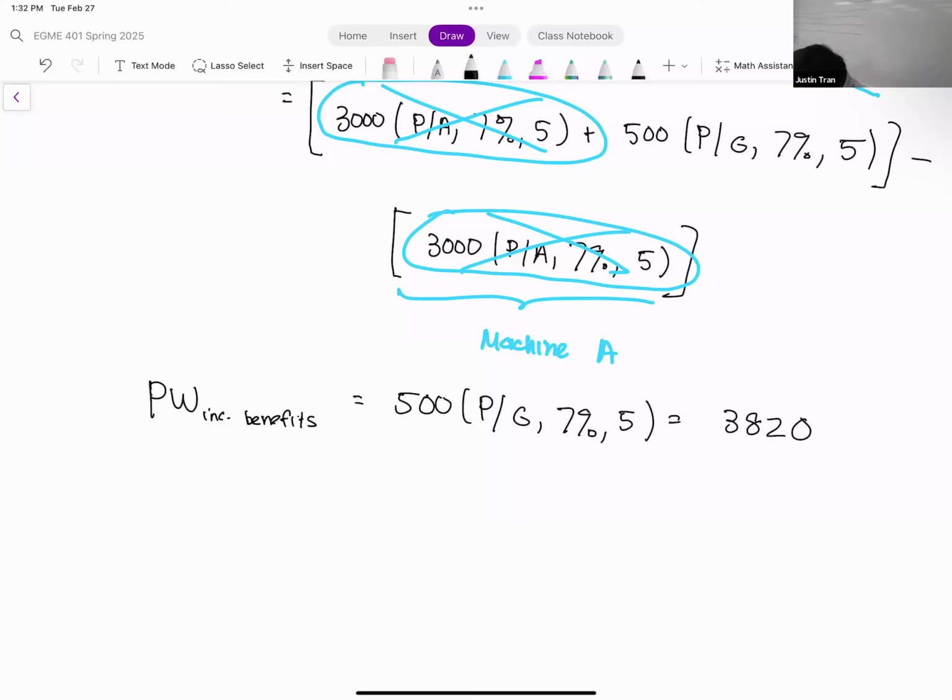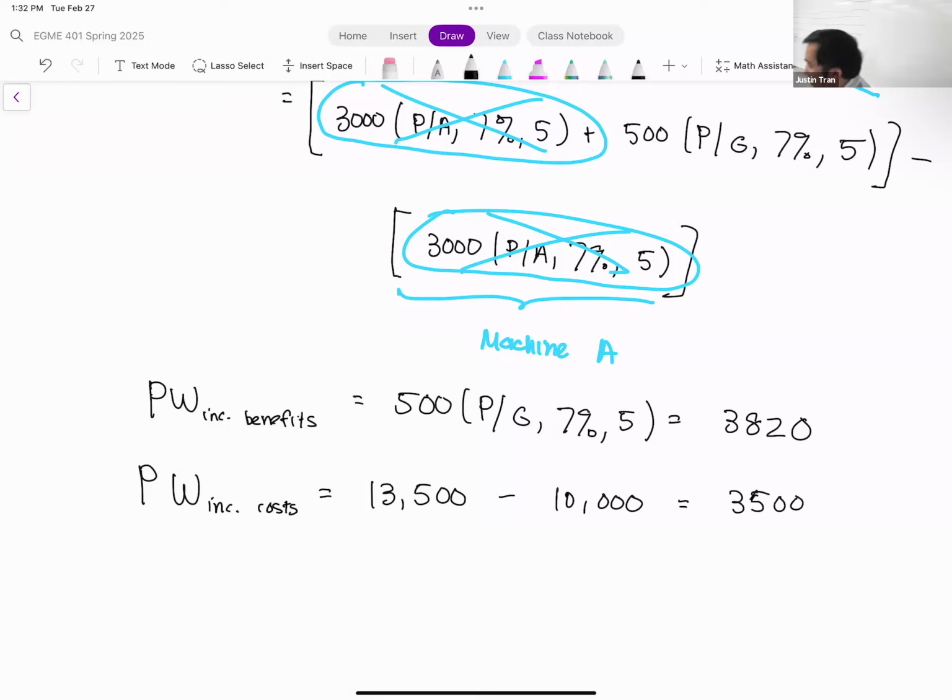Okay, let's do the same thing for the cost. And so the present worth of the incremental cost. Just like we did with the incremental benefits, we're going to take the cost of machine B and subtract from that the cost of machine A. For this example, it's pretty easy just because we only have the initial cost. There's no maintenance, right? And so we're just going to subtract their initial cost. The initial cost for machine B is 13,500. The initial cost for machine A is 10,000. We subtract these two, what we get is 3,500.